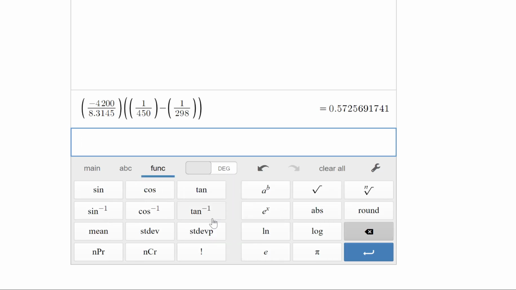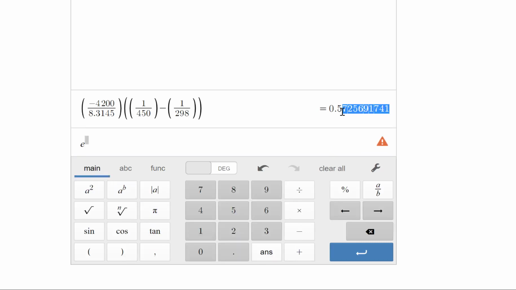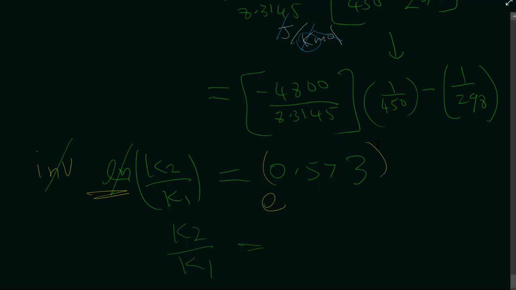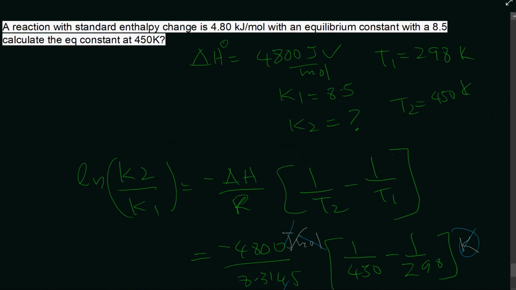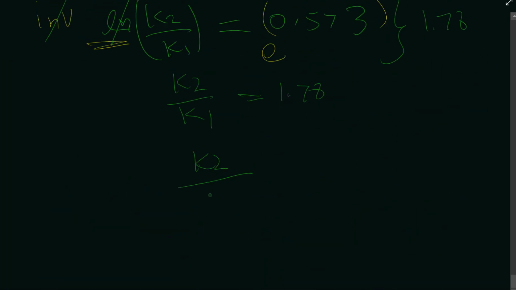So let's see here, it's in the functions actually. Go there. Yes, e to the power, and then copy paste the answer. Now you go. So we get 1.777, right? Yes, okay, so we get that, and we have the 8.5 for the K1, plug in, cross multiplication, and then you get the K2, just a number.